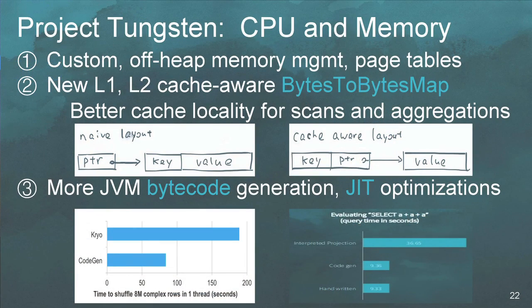So this is the next round, Project Tungsten. The first parts of this were in 1.4, and I think the final parts are hitting now in 1.5, which I think is in review. The big thing here is this bytes-to-bytes map, which is an enhanced hash map. The key is better CPU cache locality, so you're not ping-ponging, clearing out the CPU cache and then reloading it.